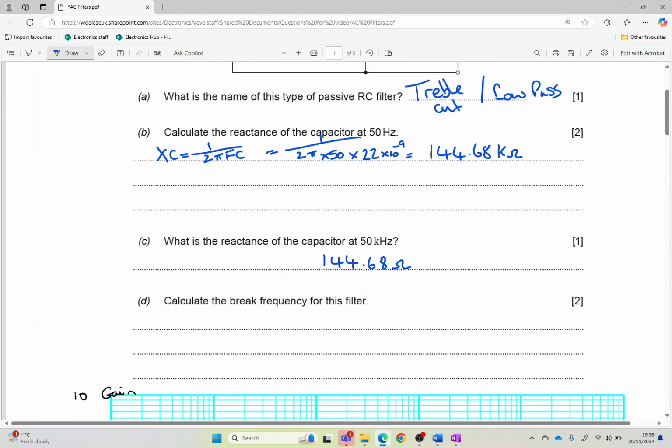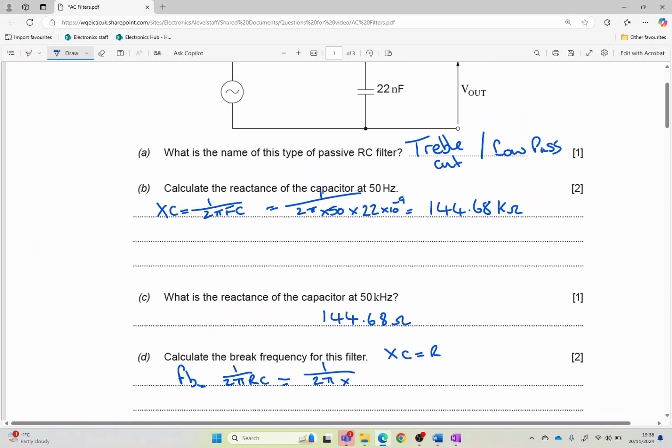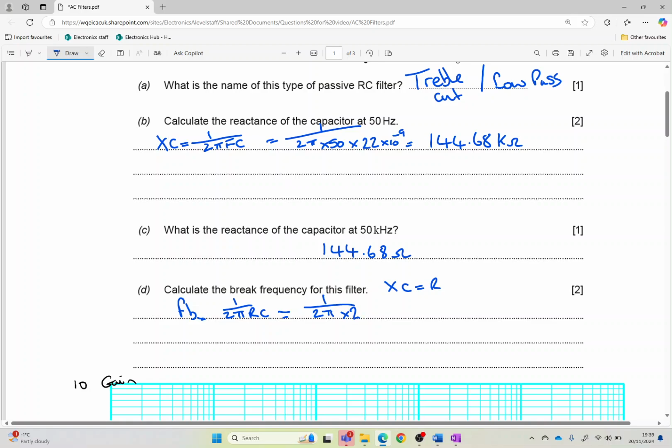The break frequency for this, so break frequency equals 1 over 2 pi RC. Remembering that the break frequency is when the reactance of the capacitor equals the resistance of the resistor. So that's what it is. So we've got 1 over 2 pi times, what was the resistance value? 2.4k. 2.4 times 10 to the 3 times 22 nanofarads gives us just over 3 kilohertz.